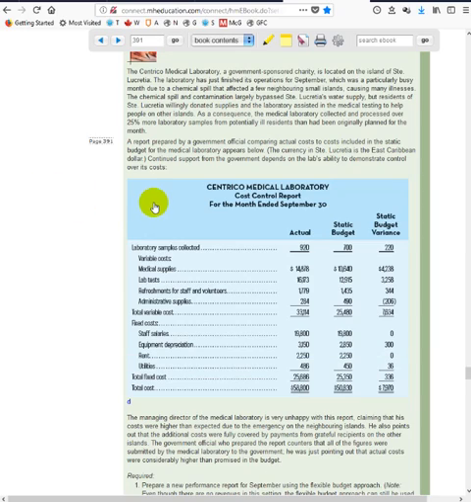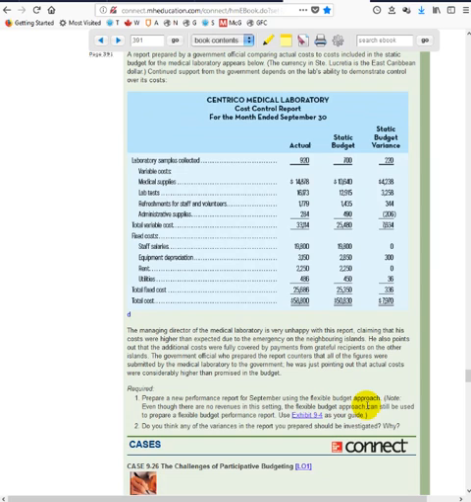Okay, we're back. Now we're going to use that basically as a guide to calculate the flexible budget and to calculate the variances, and then we're going to answer the question, do you think any of the variances in the report you prepared should be investigated, and why? So we'll discuss that. Well, I'll discuss that, and you can tell me if you disagree with my assessment.